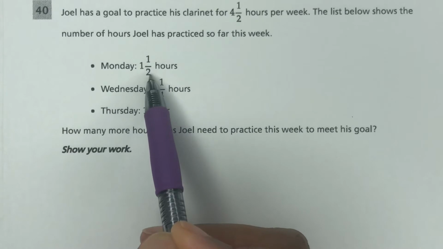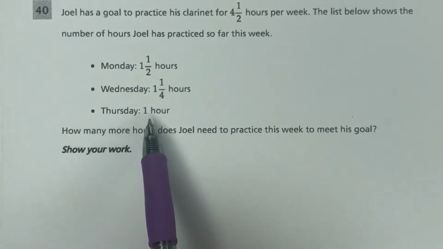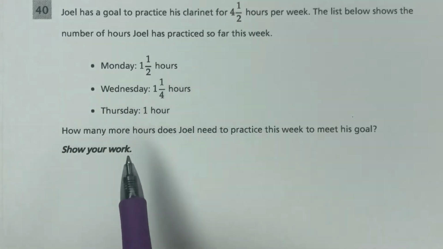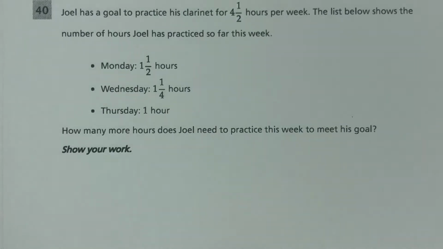Monday, he did 1.5 hours of practice. On Wednesday, he did 1.25 hours. And on Thursday, he just did an hour. So the question's now asking, how many more hours does Joel need to practice this week to meet his goal?